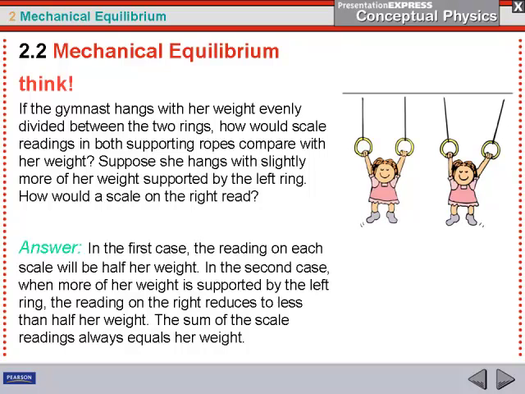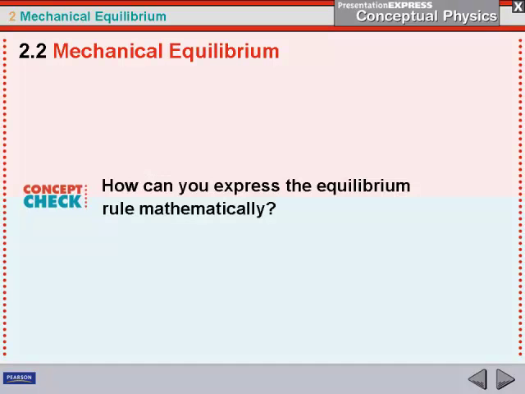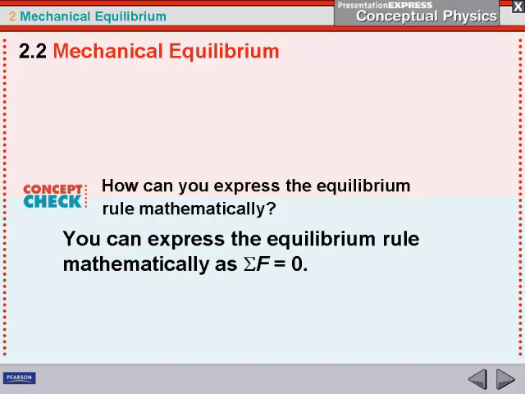The answer? In the first case, the reading on each scale will be half her weight. In the second case, with more of her weight supported by the left ring, the reading on the right reduces to less than half her weight. The sum of the scale readings always equals her weight. How can you express the equilibrium rule mathematically? You can express the equilibrium rule mathematically as sigma F equals 0.